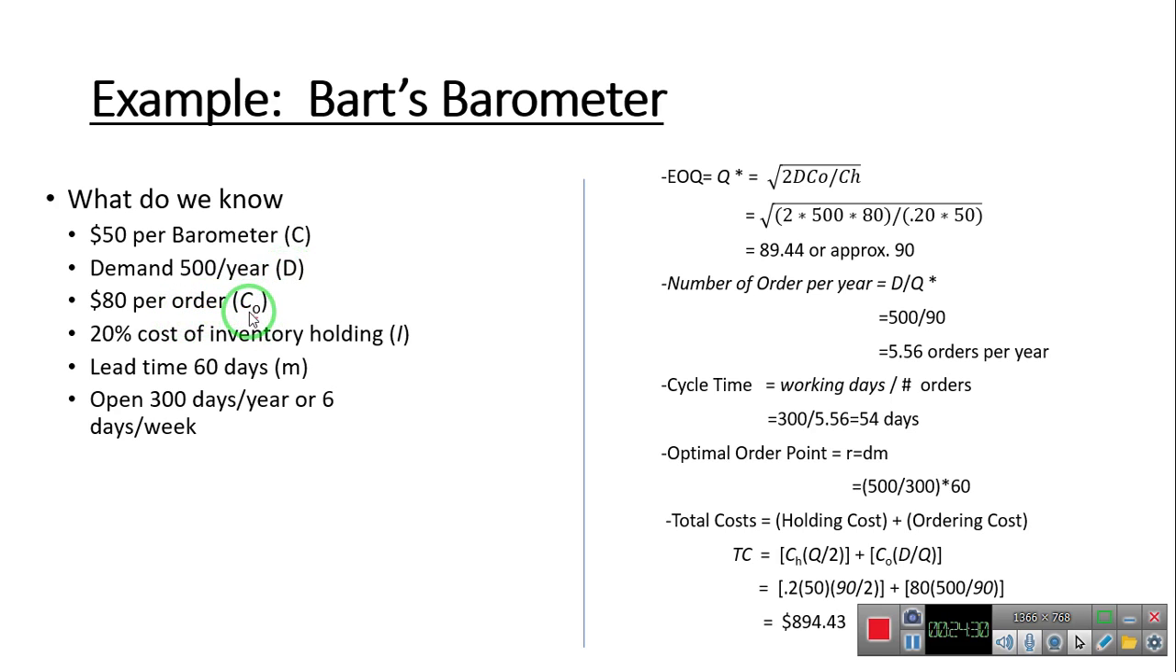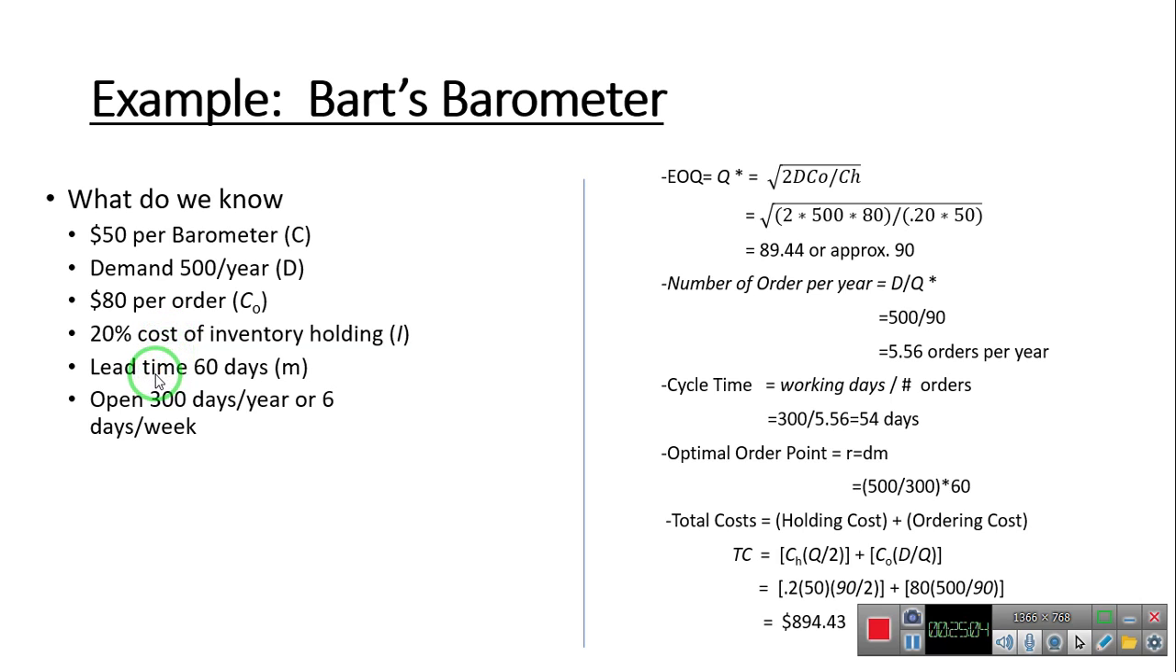The cost of ordering, every time you put an order, is going to cost $80, and that includes everything: the shipping, putting the order in, everything else that you need. Maybe get some licenses or get some lawyers to review the order, whatever it is. Well, if you had lawyers reviewing this, it would be a lot more than $80, but you know what I mean. It's going to cost you 20% of that $50 to hold that inventory. So that's the cost of holding the inventory, 20%.